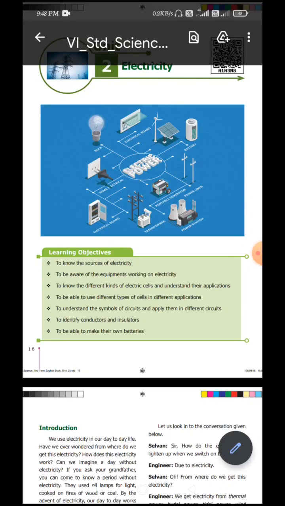Yes. Today we are going to see the new lesson number 2, electricity. In this lesson we are going to see the sources of electricity, equipments working on electricity, kinds of electric cell, different types of cells, symbols of circuits and applying them in different circuits, conductors and insulators. Okay children? Yes. First, see the introduction.